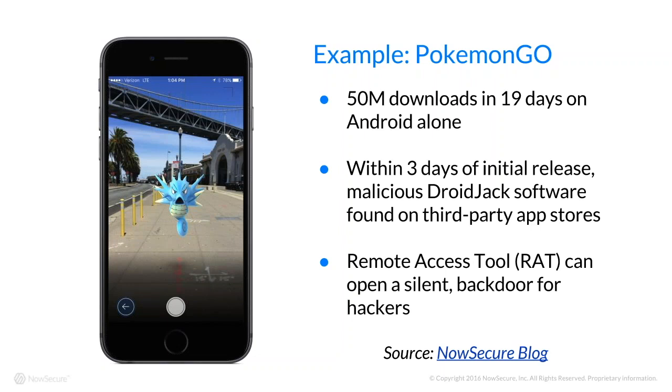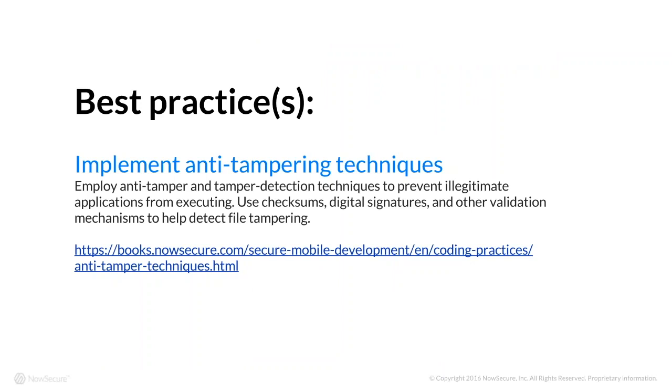And we created a summary of that, but essentially DroidJack software, which is a remote access tool, started popping up on third-party app marketplaces around the world. And so one of the best practices is to implement anti-tampering techniques in your app. So these essentially prevent illegitimate applications from executing, and that best practice outlines those techniques there.